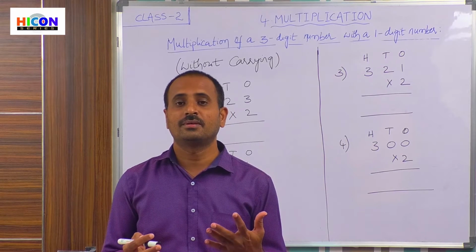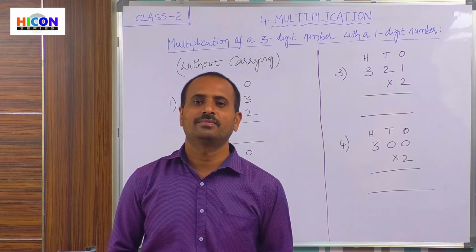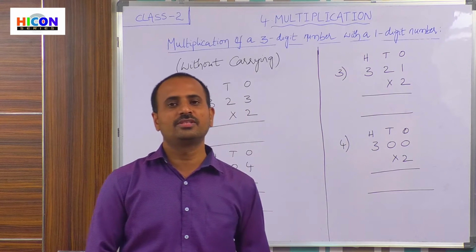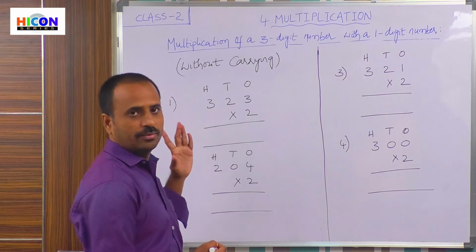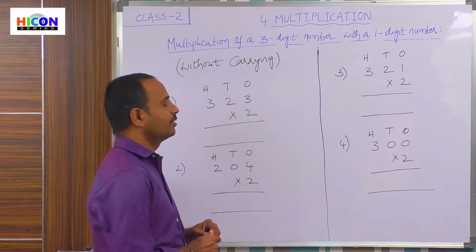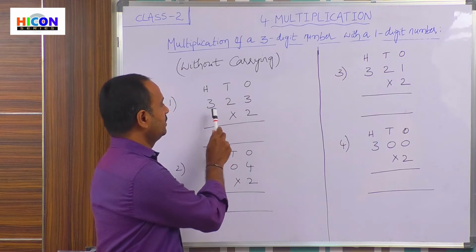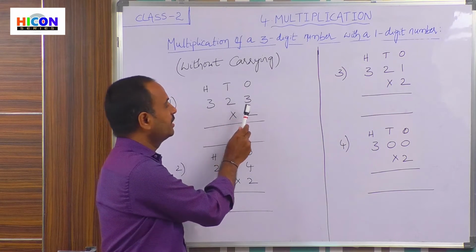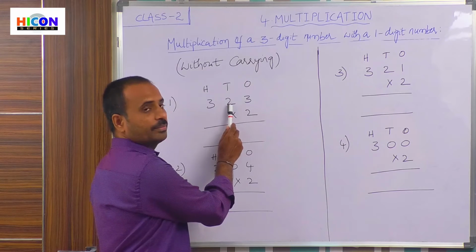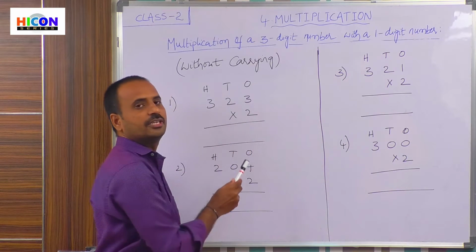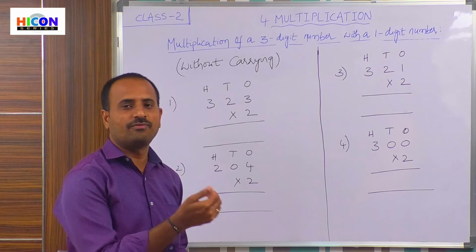Up to now we have practiced how to multiply a 3-digit number with a 1-digit number. Now let us practice some more problems. Children, look at the board. Here 4 problems are given. See the first problem. We have to multiply 323 with 2. Here 323 is a 3-digit number and 2 is a 1-digit number. Now start the same process, that is, start multiplication from ones place.